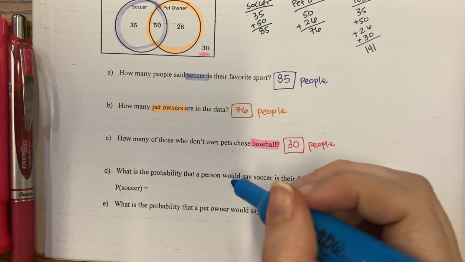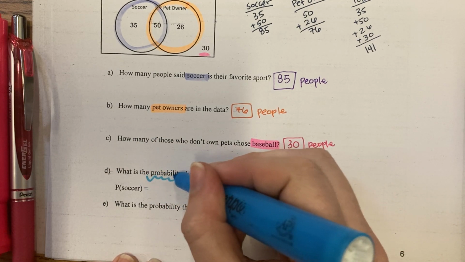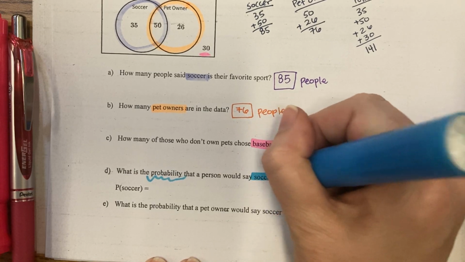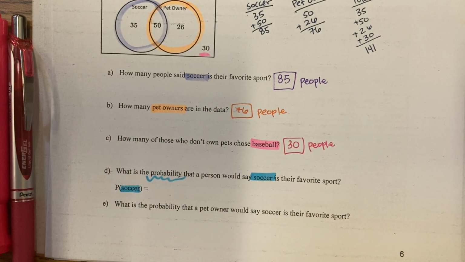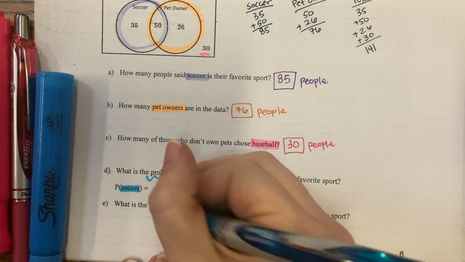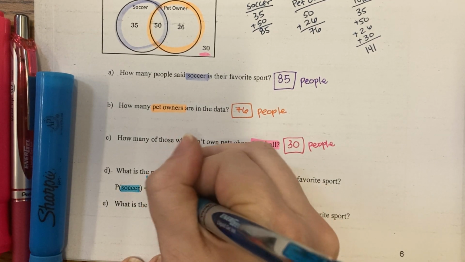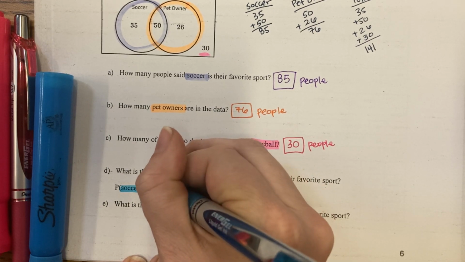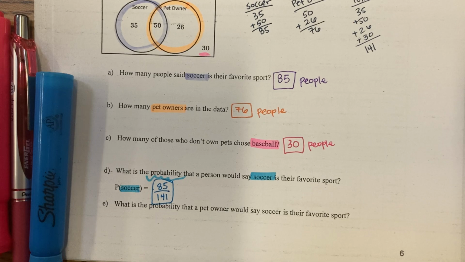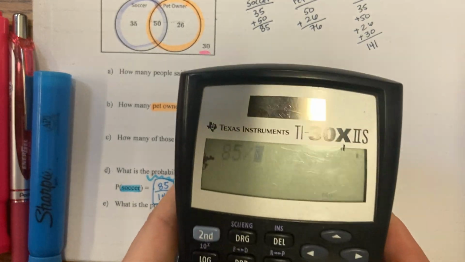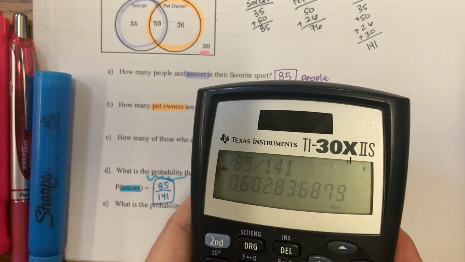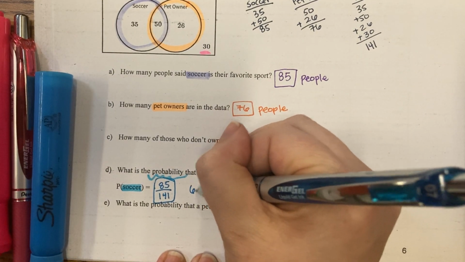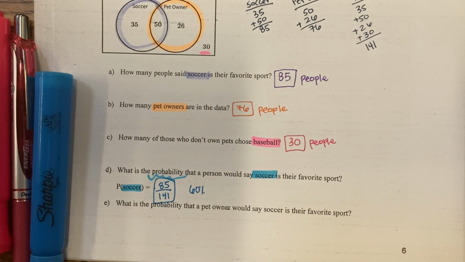What is the probability? Now we're getting into fractions. Probability, be careful, that a person would say soccer is their favorite sport. Probability of soccer. That would be 85 over my total. That is the fraction you would enter in. If they want a percentage, I would round it to 60%. It's just an estimate, about 60%.